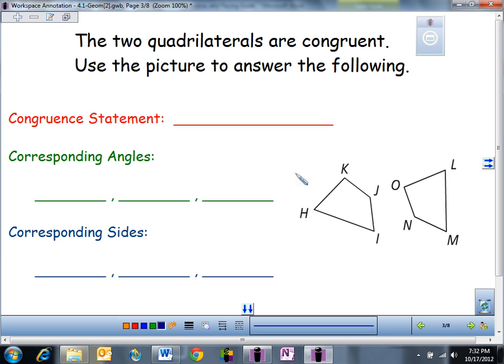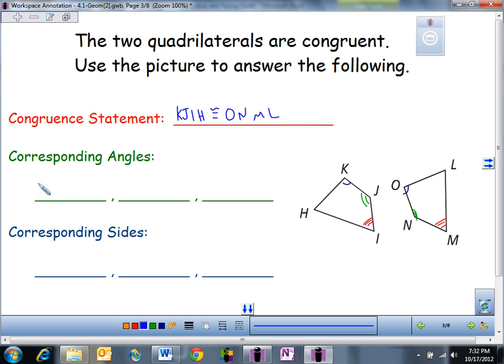The two quadrilaterals are congruent. Use the picture to answer the following. So what is the congruent statement? I'm going to do some drawing here. Looks like K matches to O, J matches to N, and I is the smallest angle, matches to M. So once I have that set, then I can make my statement. So I'm going to say K, J, I, H is congruent to O, N, M, L.